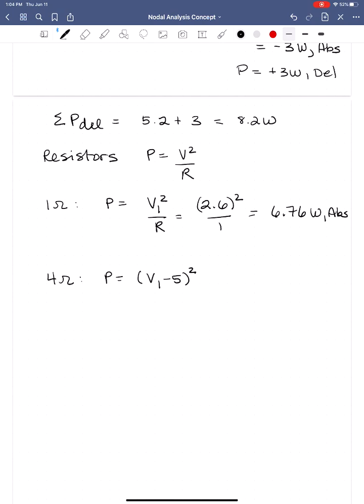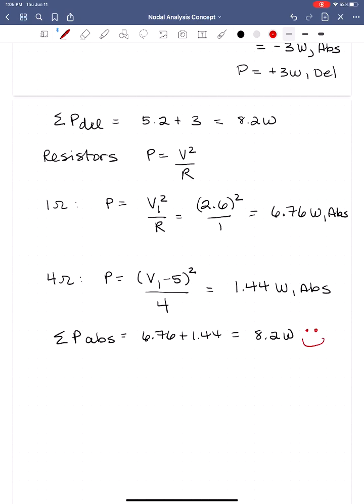We'll square that, divide it by the resistance here, which is 4. So when we substitute V1 into that expression, we'll get that this power is 1.44 watts, and we know it's absorbed because resistors can only absorb power. And so the sum of the power absorbed is equal to 6.76 plus 1.44, which is equal to 8.2 watts, which makes us very happy because our power delivered is equal to our power absorbed.